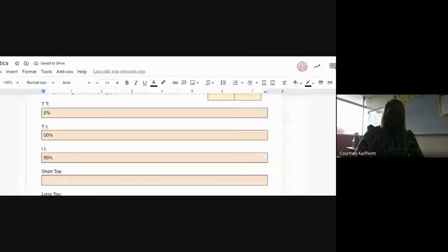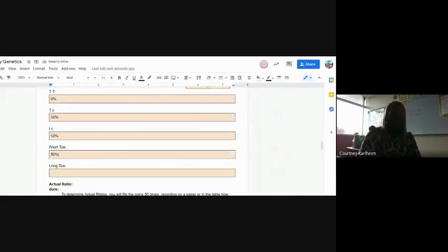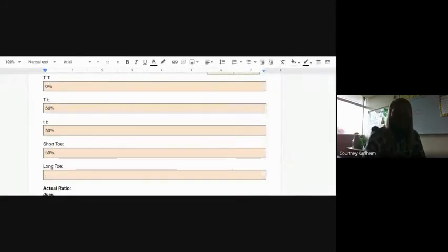And that would actually end up being the same for our phenotypic ratios, because the short toe, remember, is the dominant trait, which is, if it's heterozygous, you end up showing the dominant trait. So it's 50% because you don't need to add anything from the top because it's 0. And then 50% again for the recessive trait, because 50% of the boxes had 2 lowercase t's together.